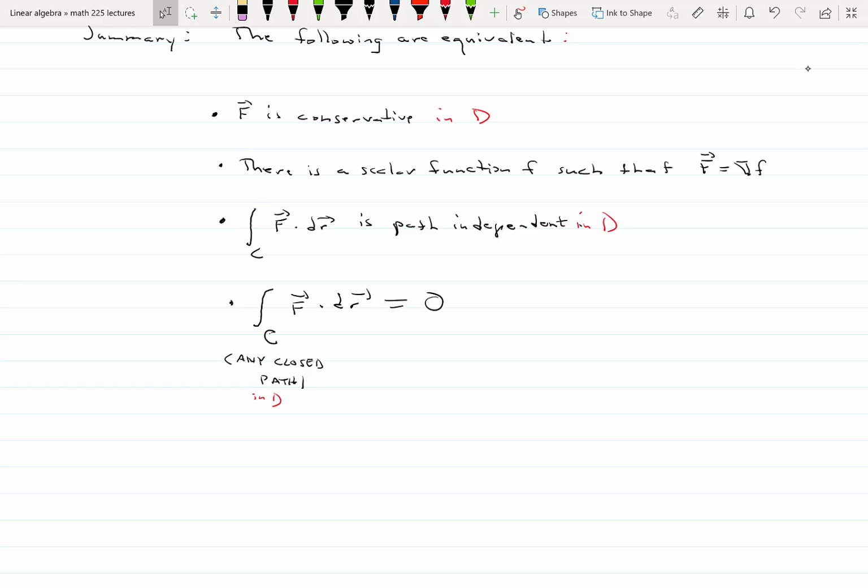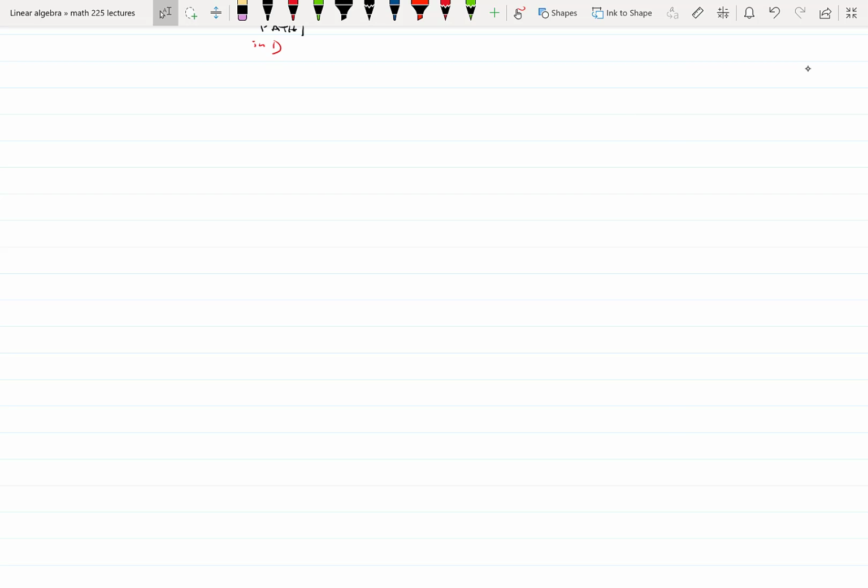Well, using the summary is too hard. I could brute force try to find the scalar potential function. I could determine that the integral along every closed curve is 0, or I could show that my integral is path independent. That's too hard. I want a concise test for determining whether I have a conservative force field or a conservative field. Okay, so I'm going to motivate it. I'm going to give you an idea of why the test should work, and then I'll state the test itself.